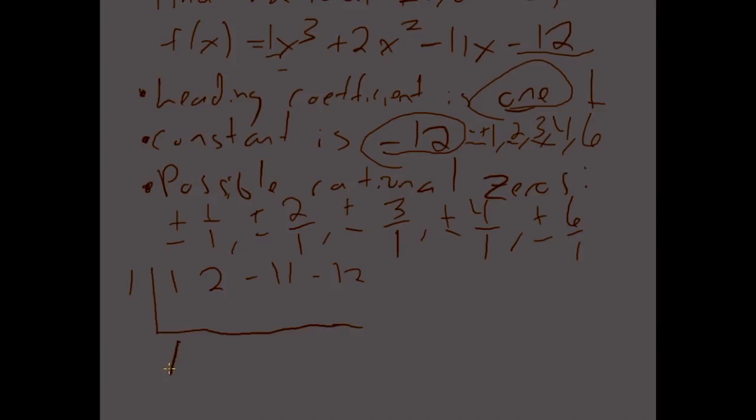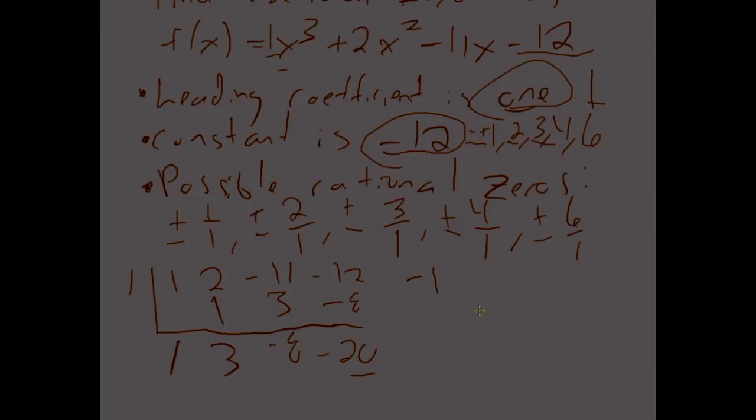All right, so with 1, you bring down the 1, and that's your first step. It's always bring down the 1. 1 times 1 is 1. Add that up is 3. 3 times 1 is 3. Add that up is negative 8, and then negative 8 times 1 is negative 8, and that turns out to negative 20. That is a remainder, so that is not a 0.